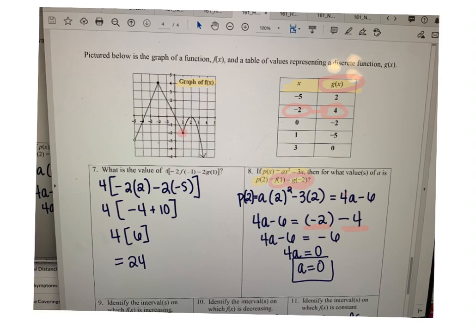At this point, we can solve 4a minus 6 equals negative 6, which when you simplify that, you end up with a equals 0.